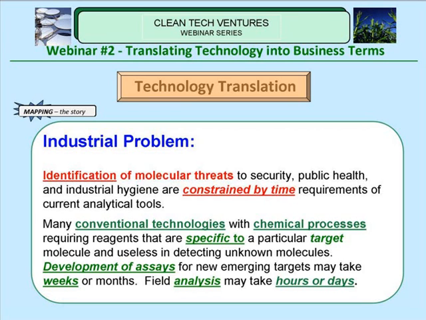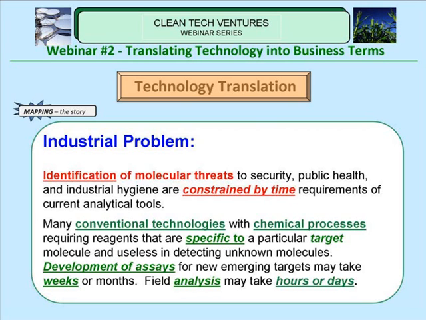In this case here, molecules which are threats need to be identified. But the industrial problem is we don't have technology to do the analysis quickly, so we're constrained by time. The proposed technology is a technology that competes against conventional chemistry processes. Chemistry processes are compound specific. You need to know what you're looking for.